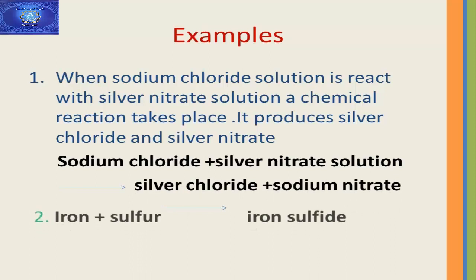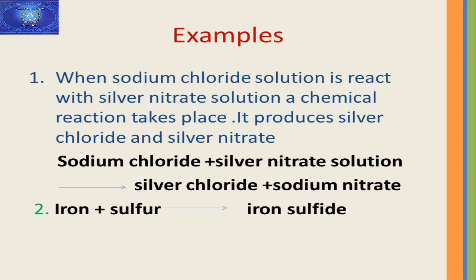Okay, now one more example. Iron plus sulfur gives iron sulfide. So from this you have to say the word. Tell it in your mind and listen to what I am saying, and check whether your answer is correct or not. Iron reacts with sulfur and it gives a product of iron sulfide. Okay, are all of you clear?